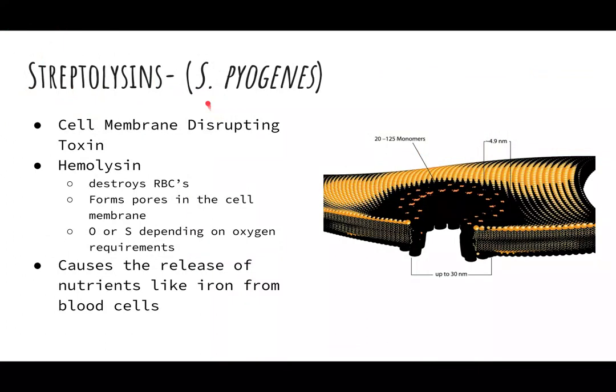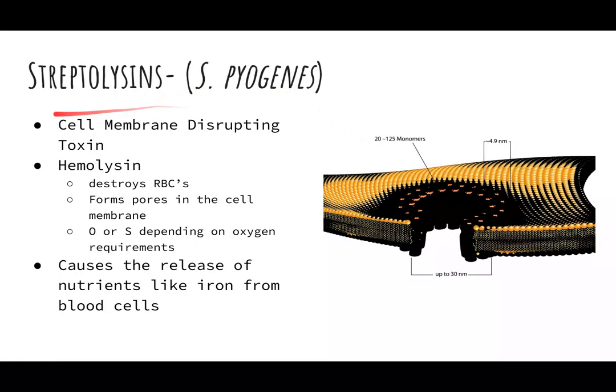Streptolysins, which are produced by Streptococcus pyogenes. These are cell membrane disrupting toxins. This is specifically what's called a hemolysin, so it's going to target red blood cells. Remember that the hemo word part means blood. So hemolysin, red blood cell destroying toxin. And how it works is it forms pores inside of the red blood cells, which cause them to lyse.